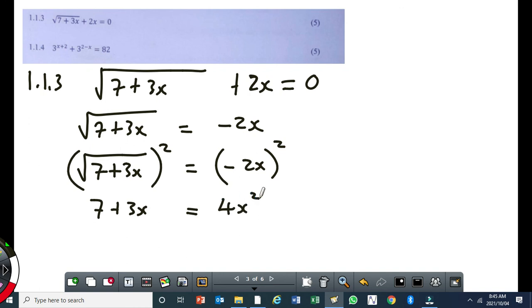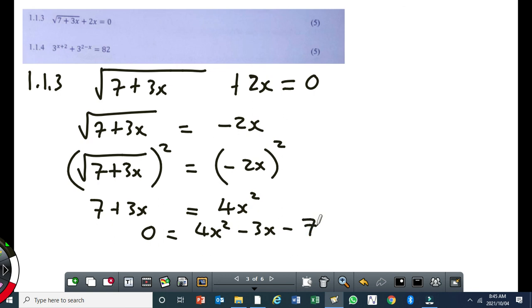Again, this is still part of quadratic equations. So you need to form a quadratic equation in standard form. And you should not be scared because you saw this. So I'm going to take 7 and the 3x to the right. If I do that, I'll get 0 equal to 4x squared minus 3x minus 7.